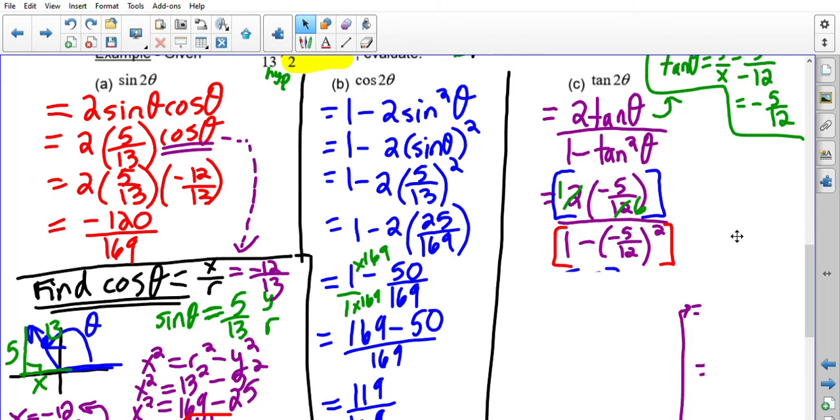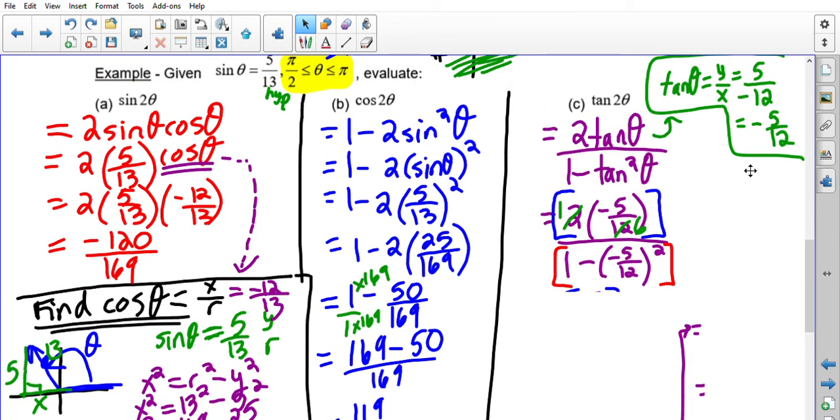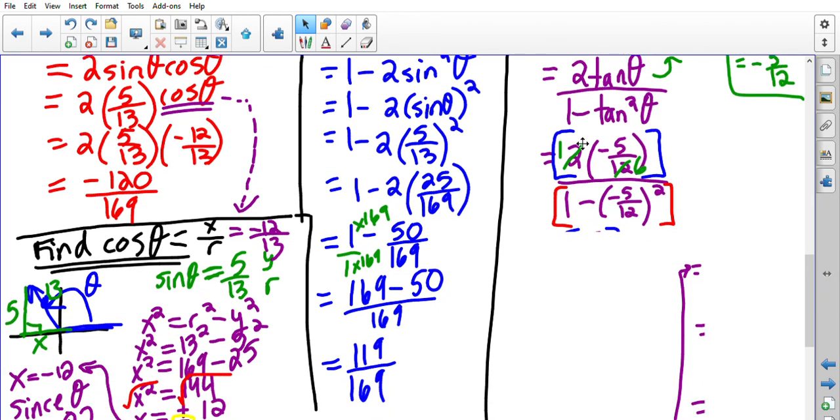All right, so I did some colors here because I know it looks kind of crazy with the numerator and the denominator with fractions within them. So 2 times negative 5 over 12 is in blue, the numerator's in blue here, divided by 1 minus negative 5 over 12 all squared. So up top here, since I'm multiplying, I know I can start doing some canceling. So the numerator is going to simplify to negative 5 over 6.